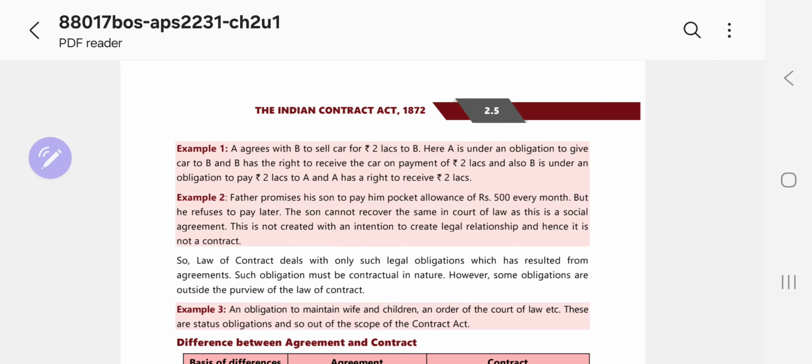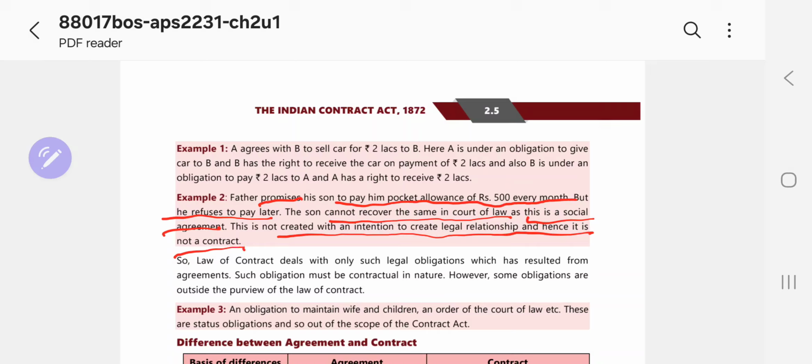Now coming to the second example, here you can see a father promises his son to pay him a pocket allowance of 500 every month, but he refuses to pay later. The son cannot recover the same in a court of law as this is a social agreement. This is not created with an intention to create a legal relationship and hence it is not a contract.